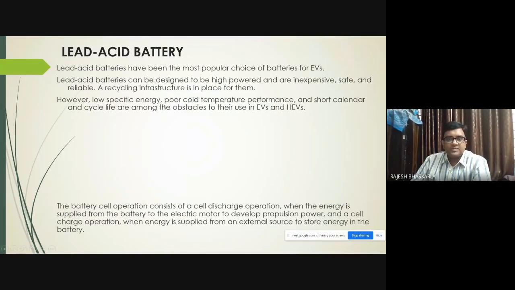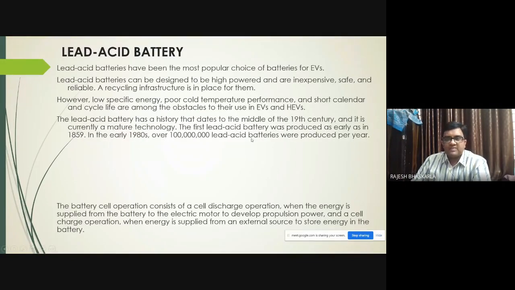Still, it has some disadvantages, like a low specific energy, which we have seen. Poor cold temperature performance: under cold temperatures, its performance falls down. And the calendar and cycle life is short; the number of cycles is less. These are the disadvantages, but the advantages are that it is cheaper, you can easily get the material, and it is easy to construct.